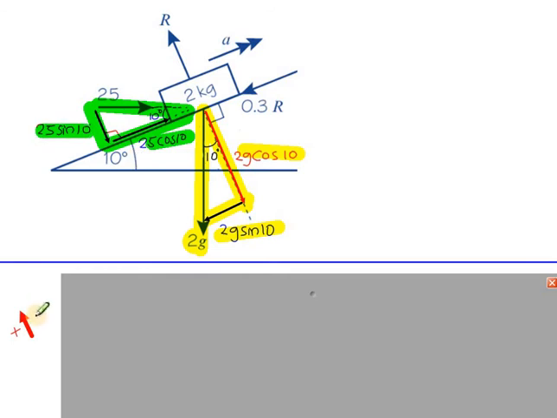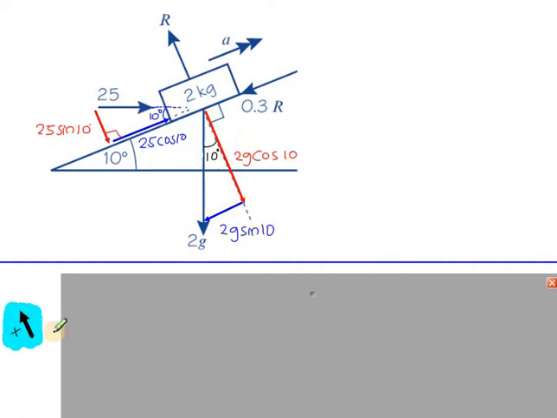So now looking at forces perpendicular to the incline first, taking this as the positive direction. In this direction we have this force, we have this one, 2g cos 10, and we have this one. The directions are the key things here. Look at the direction of the arrow for each force. Anything in this direction is positive. So that one's positive, negative, negative.